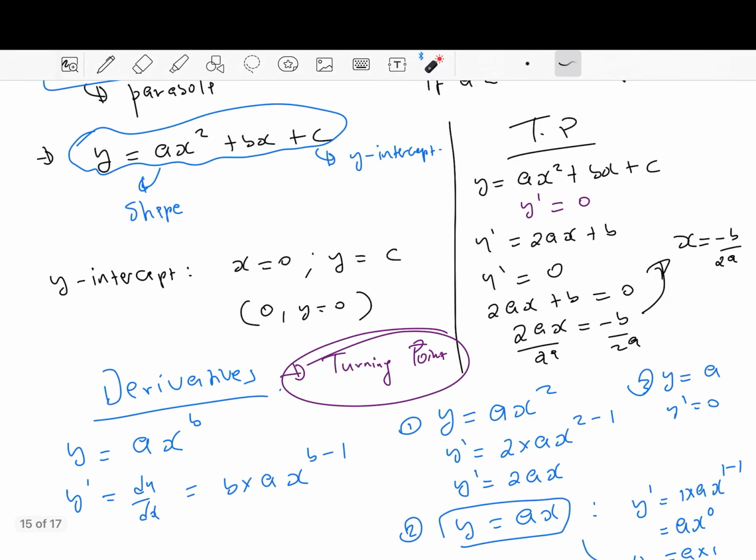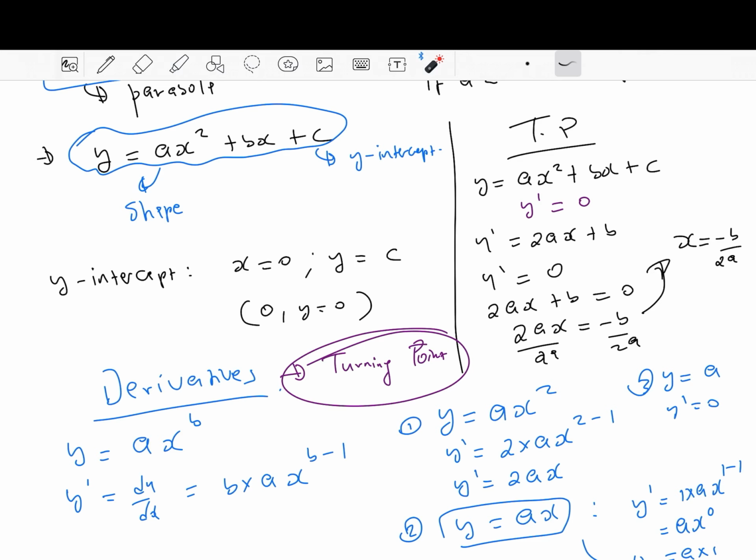And this is why I said I will talk about b later on. The b helps us to identify the turning point of a parabolic equation. That's basically what b does. B and a help us identify the turning point of the equation. So x is equal to minus b over 2a.